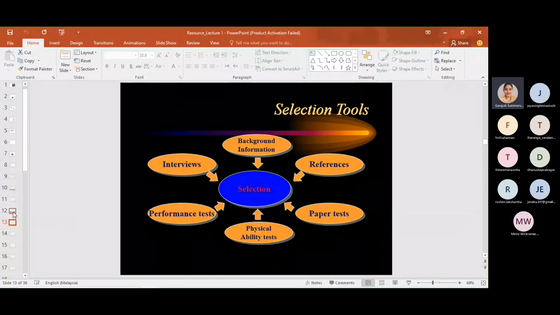Here you can see six selection tools. These are some tools that you can use to select people. These are called selection tools. So: interviews, background information, references, paper tests.